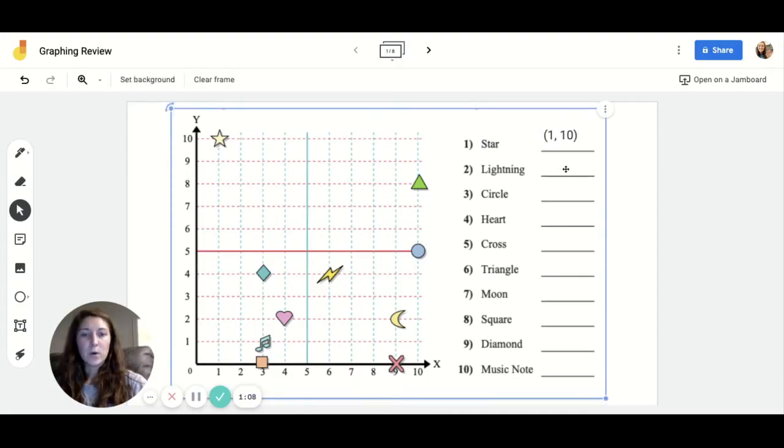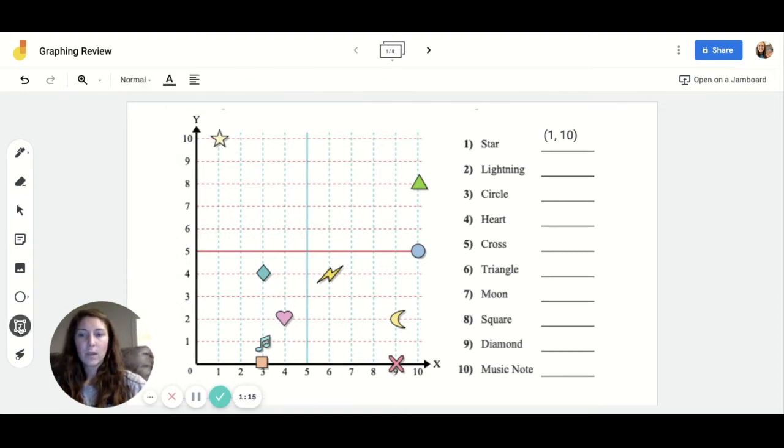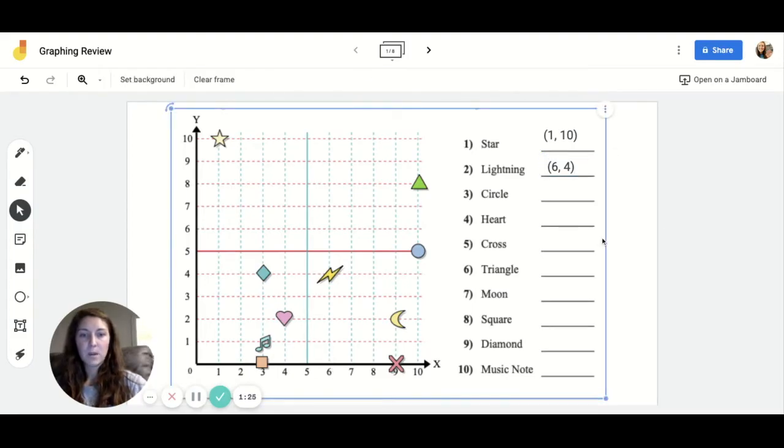Looking at the lightning bolt, I want you to take the time now to think about what the ordered pair for the lightning bolt would be. And if you said that the ordered pair would be 6, 4, you are correct. I went over 6 and then went up 4.